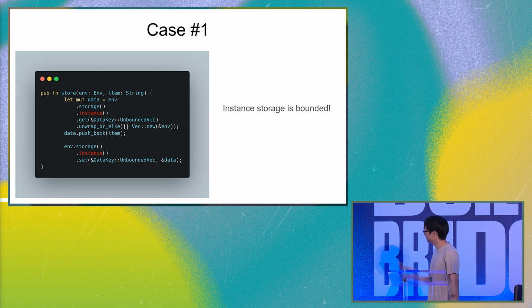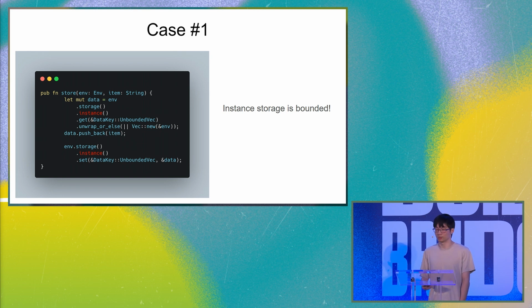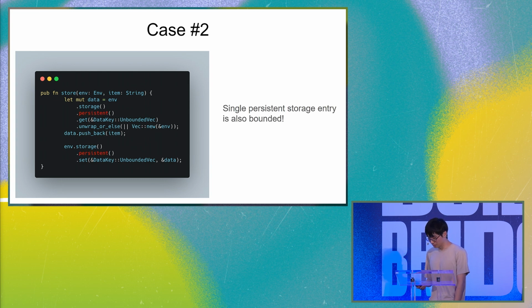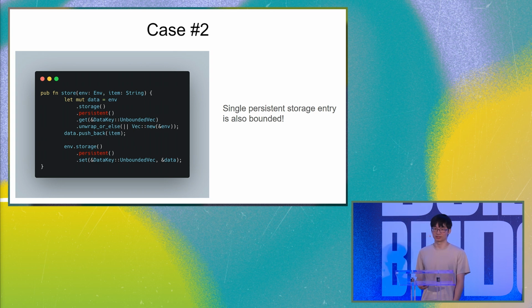If you paid attention, you would correctly note that instance storage is bounded, which means that this is actually a security issue, in the sense that if somebody was able to store a bunch of users or create a bunch of accounts, they could prevent future users from being created. What if we try persistent? It's also bounded, and this is an issue that affects you regardless of what storage type you use.